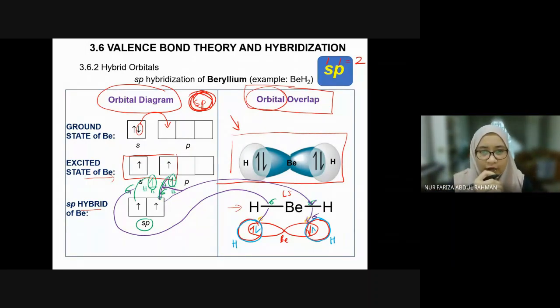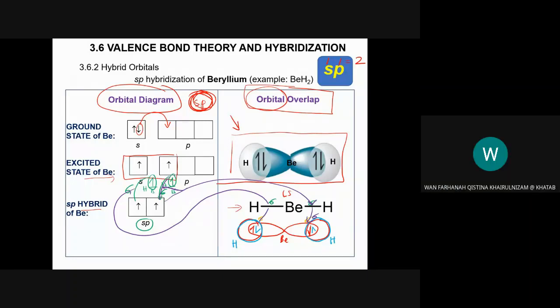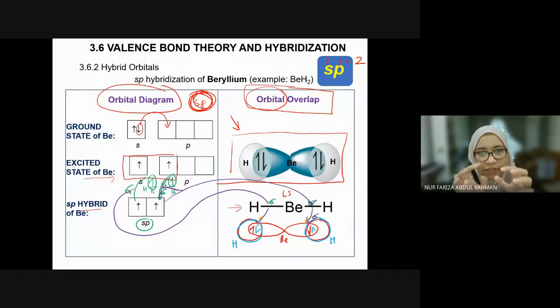Faham tak? Okay tak so far? How are you guys doing so far? Okay. Yeah, alright. So you kena make sure tiga-tiga. Dia tak boleh you choose one, you decide to go for orbital diagram only, not for orbital overlap. Tak boleh. It depends on the question. The question may ask in terms of orbital overlap, or it can also ask in terms of orbital diagram, or sometimes even both. So you kena tahu dua-dua lah.